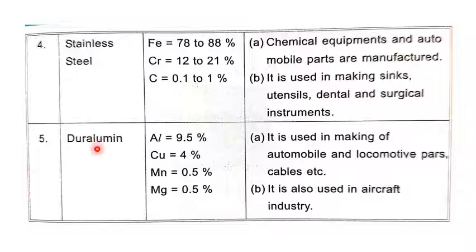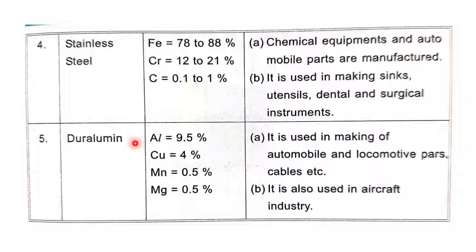Next one, duralumin. Next alloy is the duralumin. Duralumin is the homogeneous mixture of aluminium, copper, manganese and magnesium.